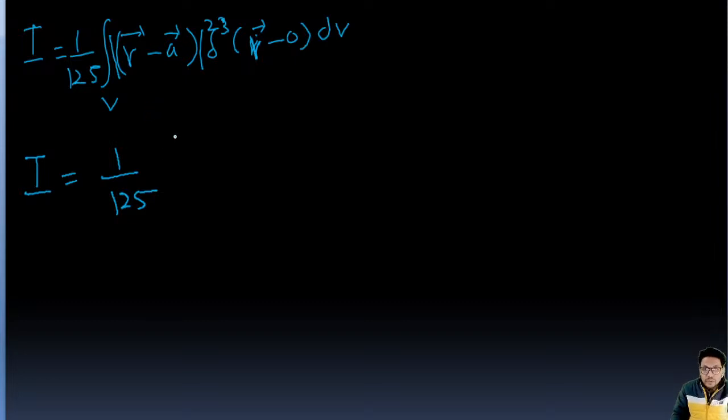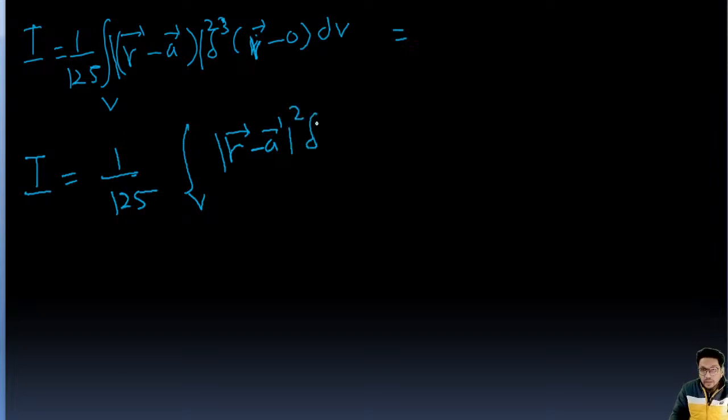Okay, we'll solve this, right? This is going to be r, the same property we know, right? This is the function f(x) δ³(r minus 0), right? So this is going to be 0. I'll write first the volume integration of vector r minus a mod square.